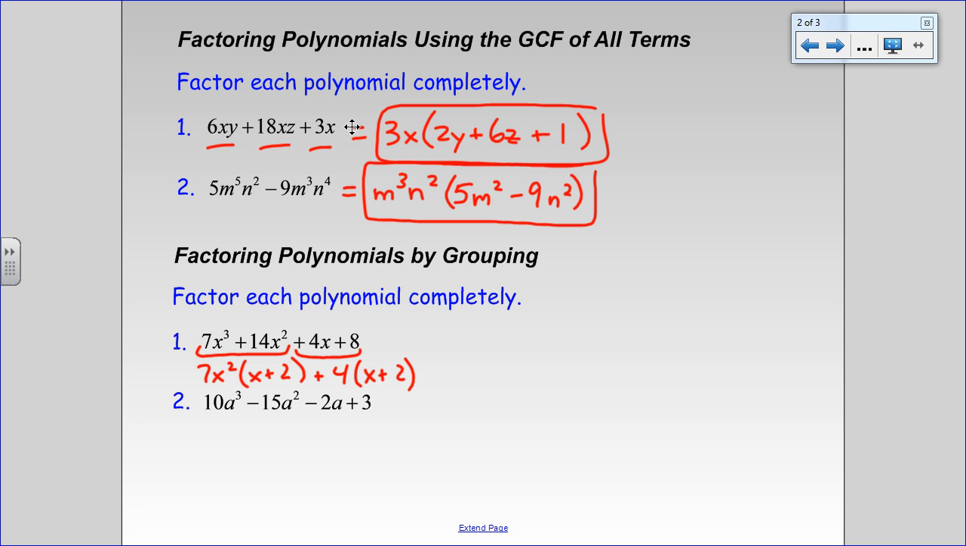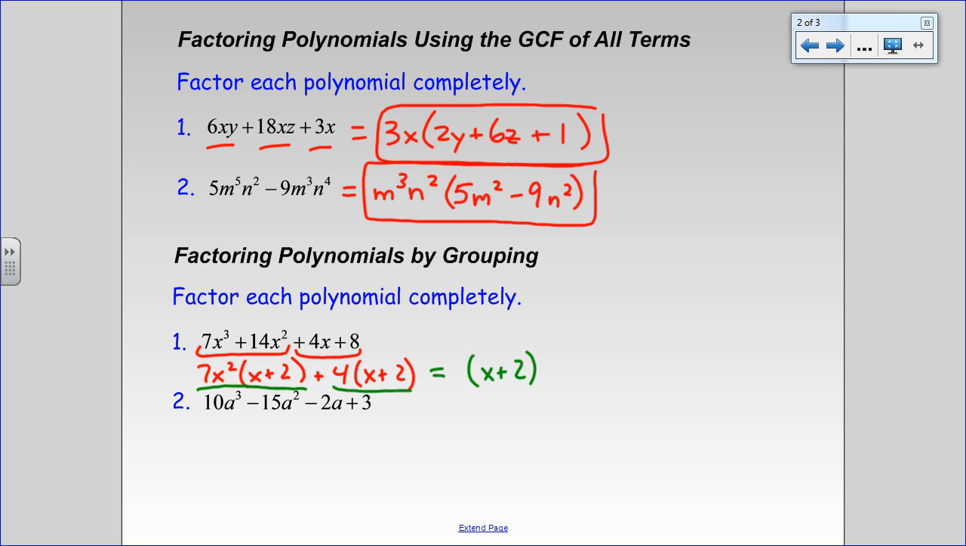How does this help us factor the entire 4-term polynomial? Well, now look at our new expression that we've written. We have actually 2 terms. Here's the first term, and here's the second term. And in each term, there is a common factor. The common factor is actually the binomial x plus 2. So we can once again use the distributive rule to bring that common factor out.